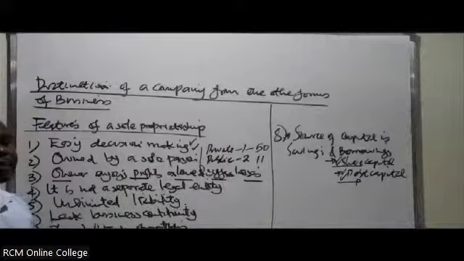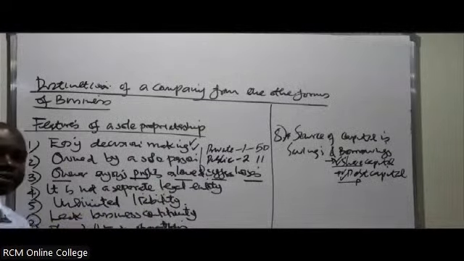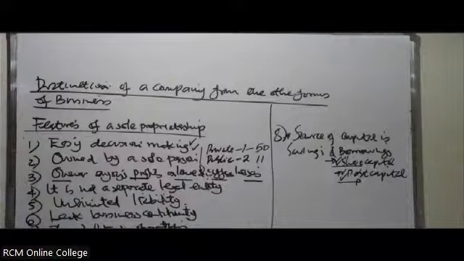So if you are a shareholder in a company, you normally get what? Dividends. If all of us are shareholders in Safaricom, we'll share into the profits of the company in the form of dividends. While if he's a sole proprietor, he enjoys the profits alone. If there are losses, he will suffer them alone.